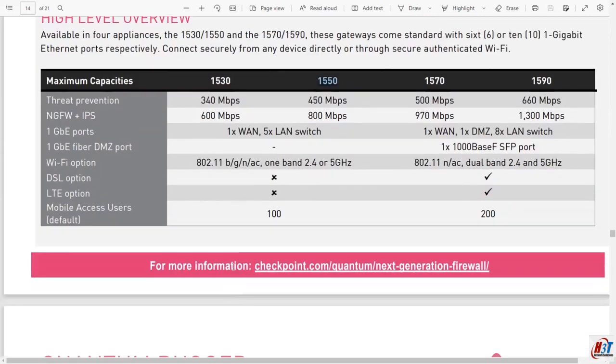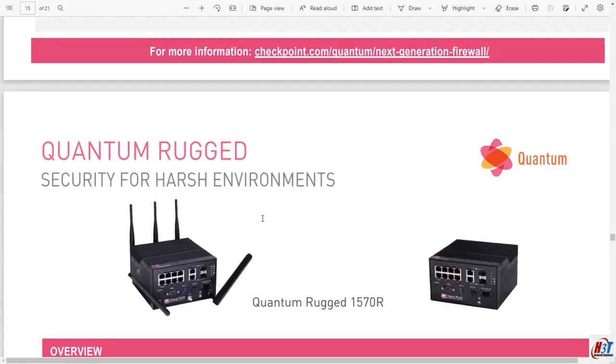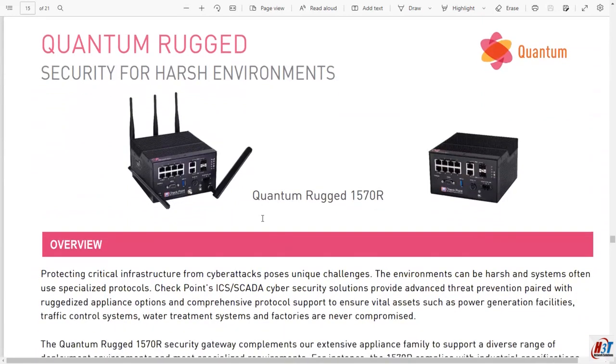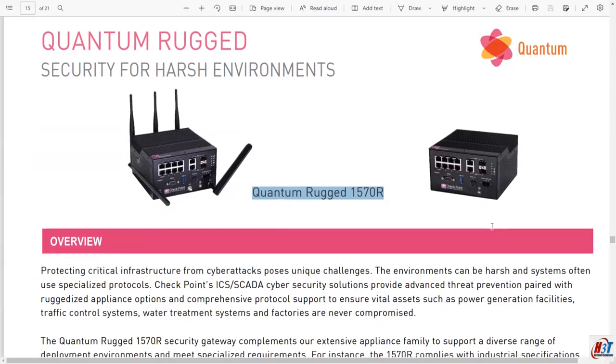Mobile access users, you can have by default 100 on the 1530 and the 1550, while you get 200 on the 1570 and the 1590. So there's the difference. Now the last one, that is the rugged quantum security for harsh environments, right? And these are the quantum rugged 1570R series, and you can see how it looks.